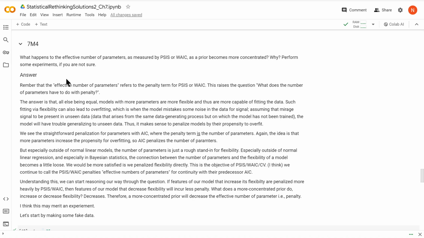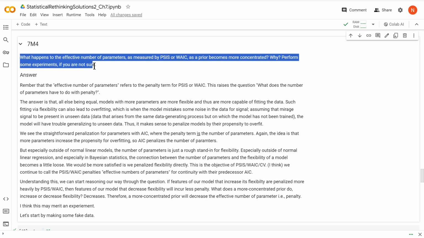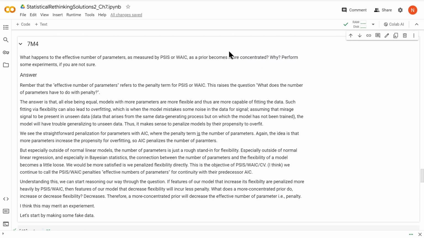Okay, so we are on to question 7M4 on the second edition of Statistical Rethinking. And so I'll just read the question here verbatim. What happens to the effective number of parameters as measured by PSIS or WAIC as a prior becomes more concentrated? Why? And perform some experiments if you are not sure.